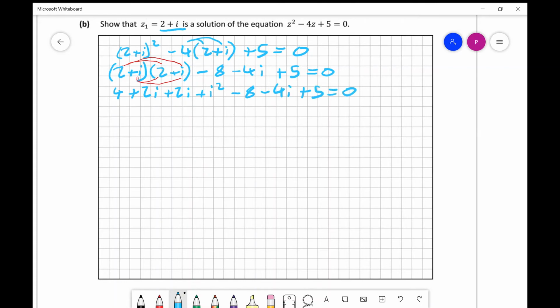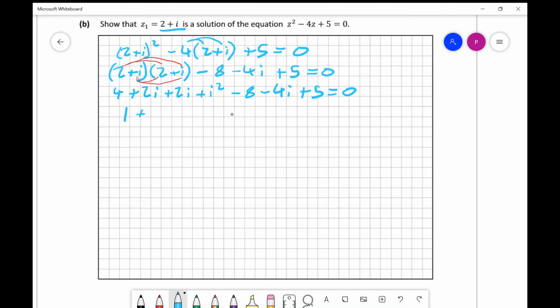Okay, so let's tidy up what we can. Well, I've got 4 take away 8, which is minus 4, plus 5, which is 1. So again, if you've got any doubts about that, just plug into your calculator. 4 take away 8 is minus 4, plus my 5 gives me 1. Now I'm going to add up all my i's. 2i plus 2i is 4i. Take away 4i leaves me with nothing.